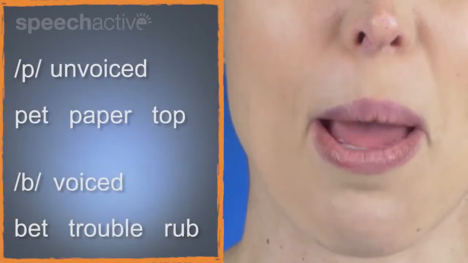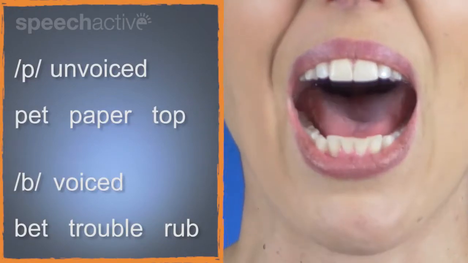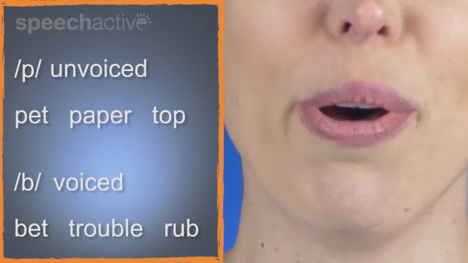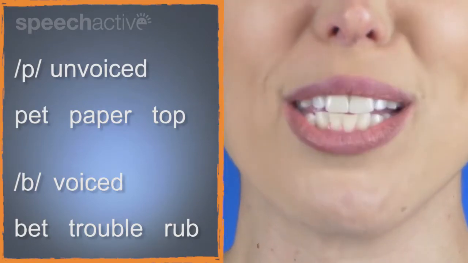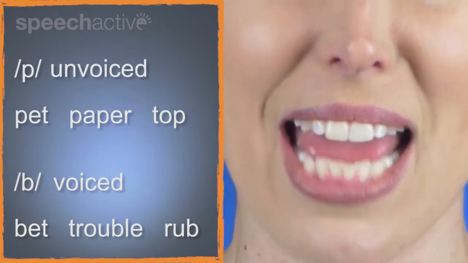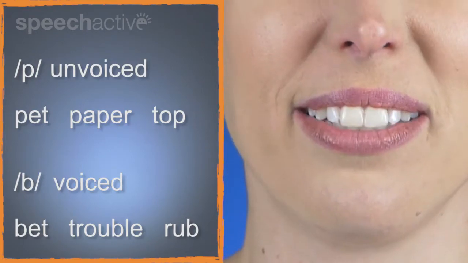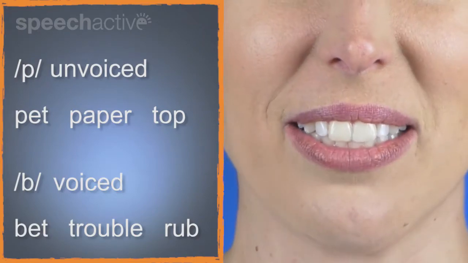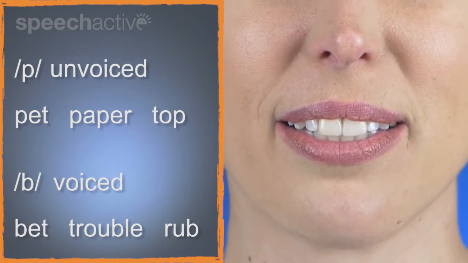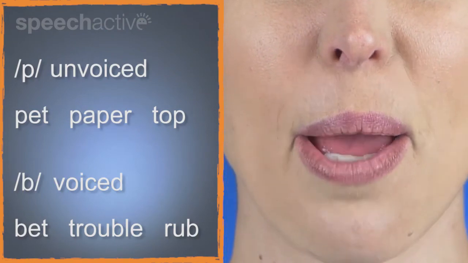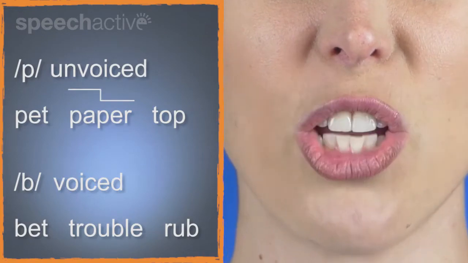Let's start with P and B. P is unvoiced. B is voiced. The mouth position for these two sounds is exactly the same. The only difference is the voicing from here. Ready? P. Pet. Paper. Top.